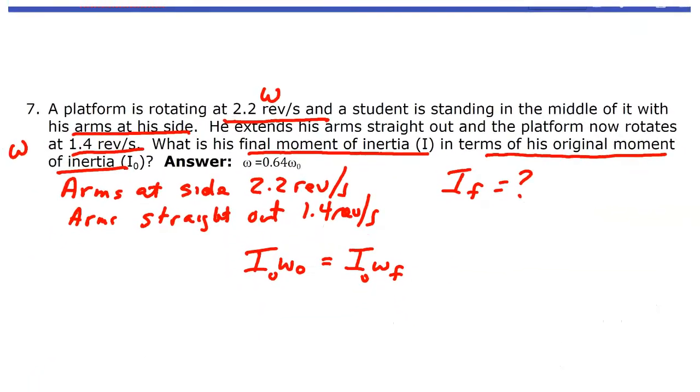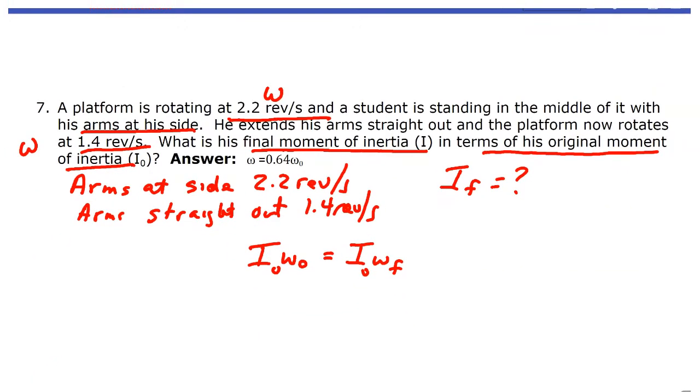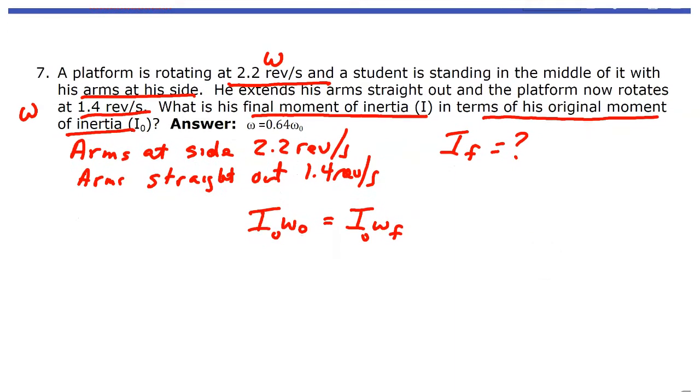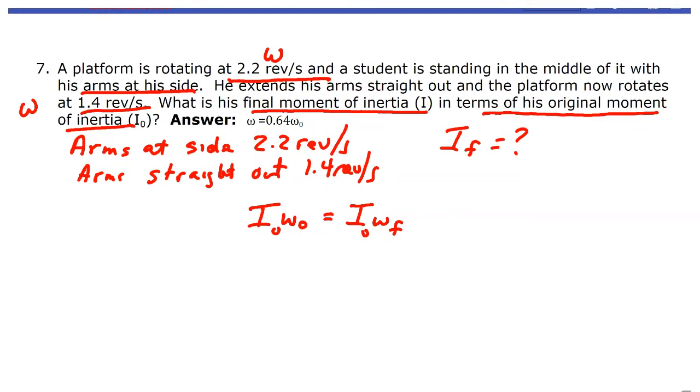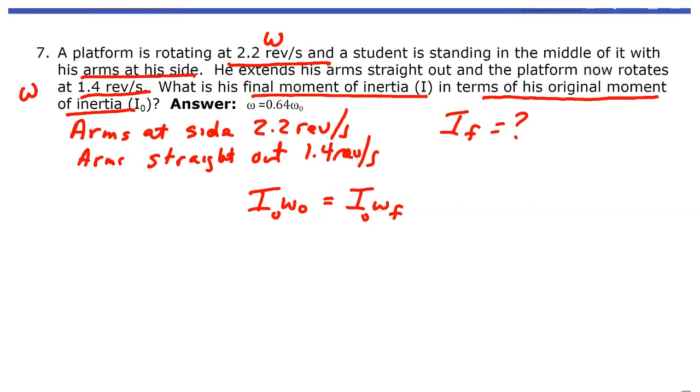Here you've got a platform rotating at 2.2 revolutions per second. You know, we have to fix that. Person standing in the middle, arms at his side. He extends his arms. Of course, he's going to increase his moment of inertia, and he slows down, no surprise, from 2.2 to 1.4. What is his final moment of inertia in terms of the original?